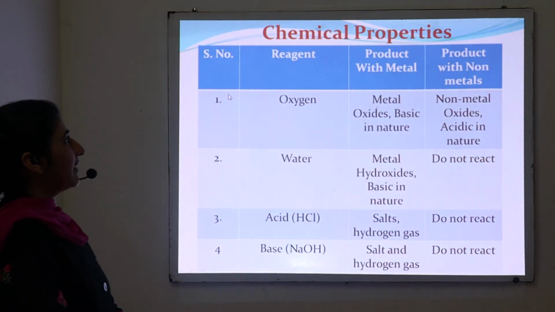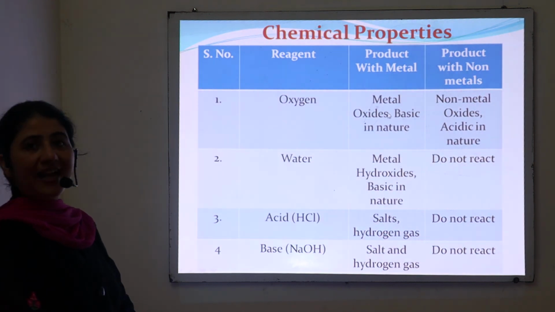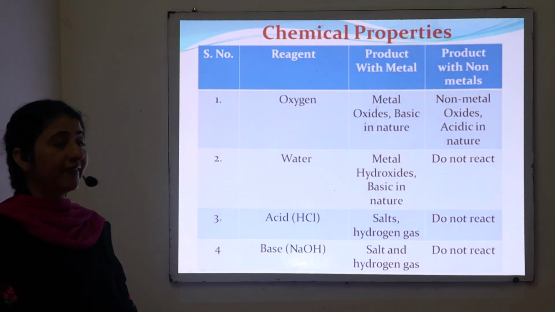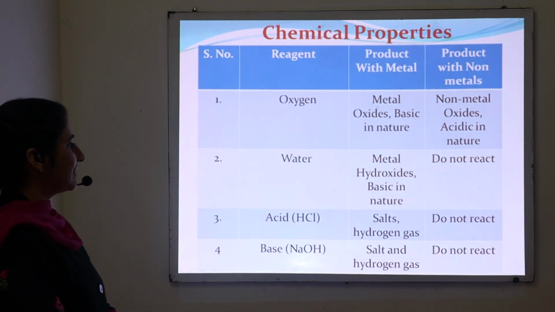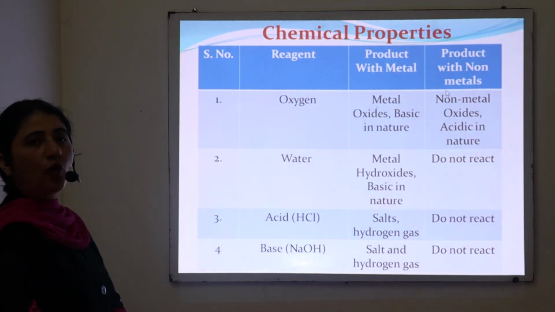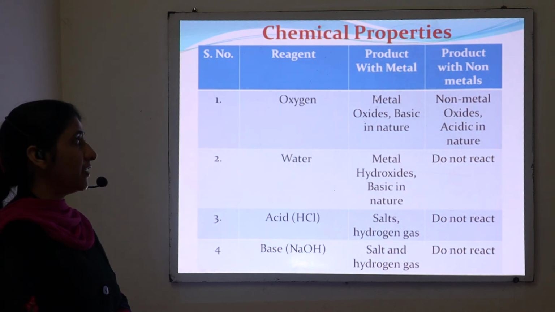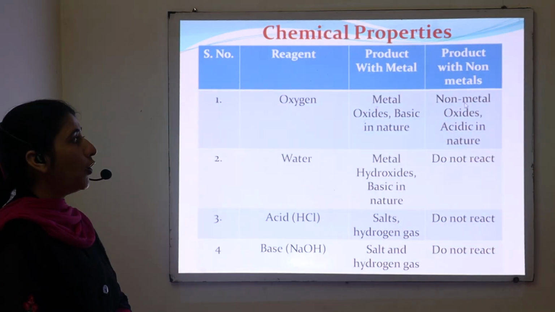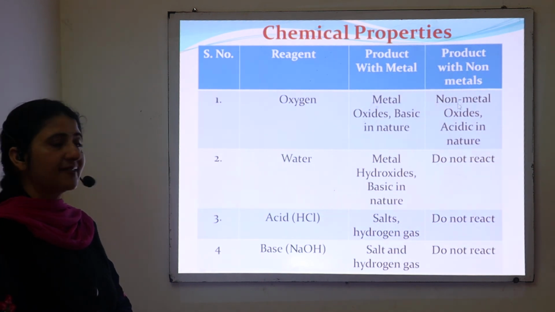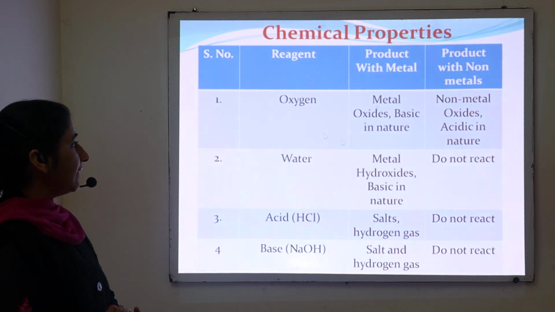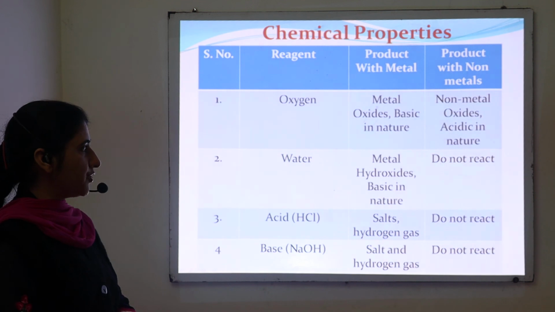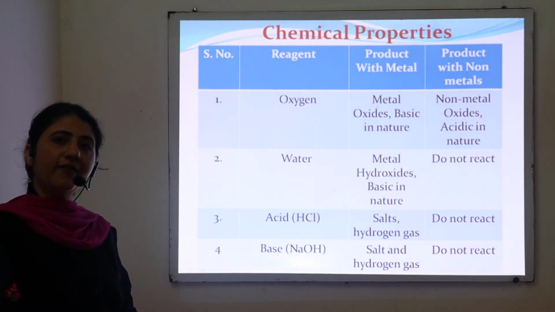Next I am summarizing the chemical properties of metals and non-metals. Metals and non-metals react with different reagents such as oxygen, water, acid, and base. When metal reacts with oxygen, it forms metal oxides which are basic in nature. On the other hand, non-metals react with oxygen to form non-metal oxides which are acidic in nature. Metal reacts with water to form metal hydroxide, which is again basic in nature, whereas non-metals do not react with water.